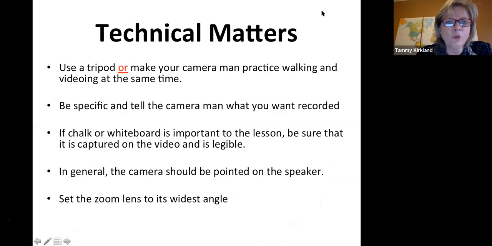Okay, let's look at a few more technical matters. Use a tripod or make your cameraman practice walking and videotaping at the same time. If you're taping yourself, which I've done before too, you could just set it up and move it around, or pick the whole thing up and move it to another group. But if someone is going to video you, you do want them to have practice walking around.